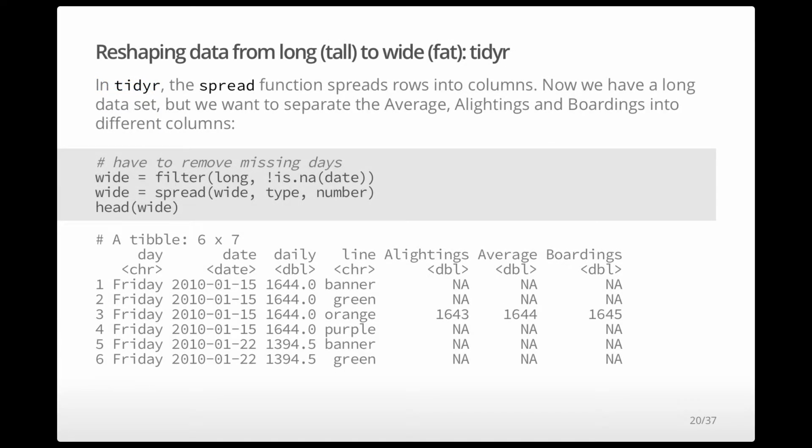So we say, okay, take the type, make that into different columns, and then I want to fill it in with the number. So now we see we have the different lines, and for this specific day, the 15th of January, we separated it out to alightings, averages, and boardings. So it took that column of type and made 3 different columns of it based on the unique data.